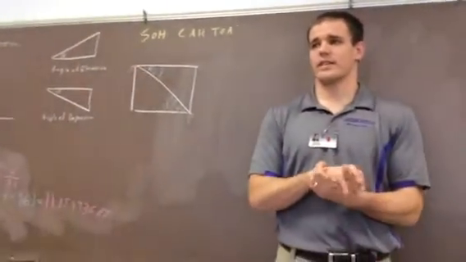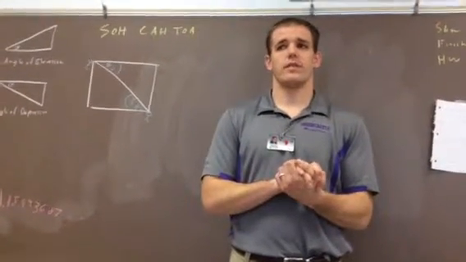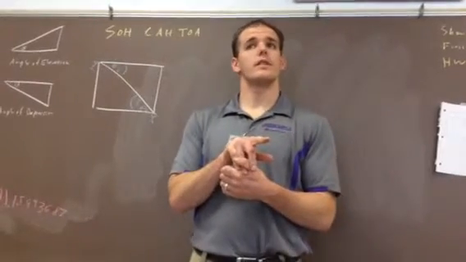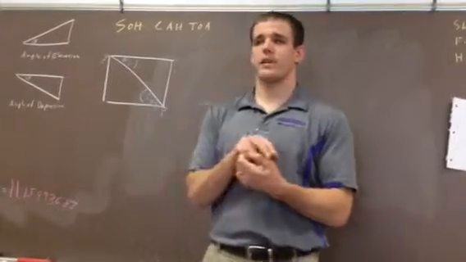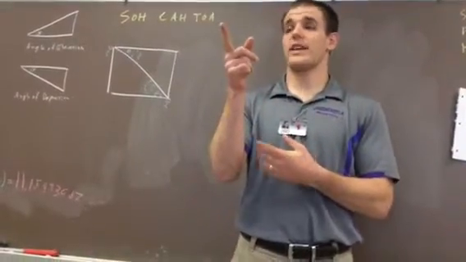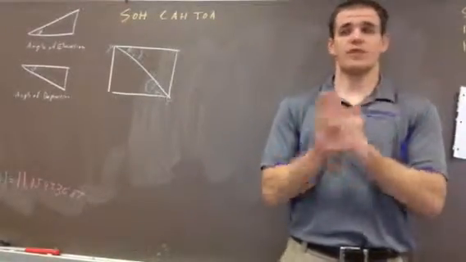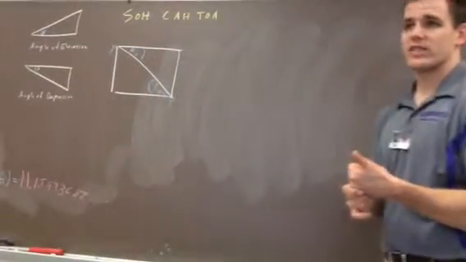Handicap ramp. Not 12. It's like 4.76 something degrees. Yeah. The pitch was 1 to 12. Yes. Pitches are rise over run. They said 1 to 12, so the angle is 4.76 degrees.